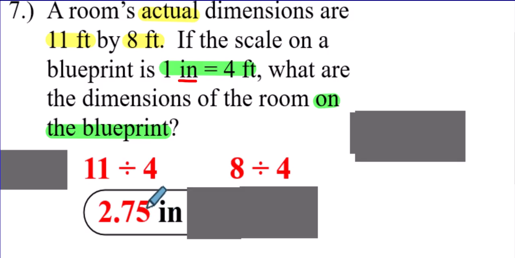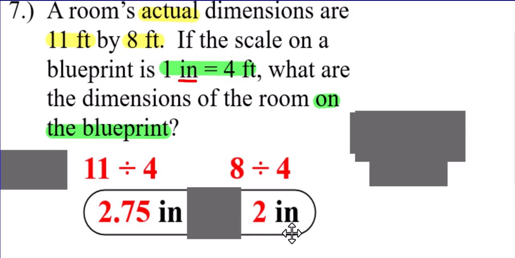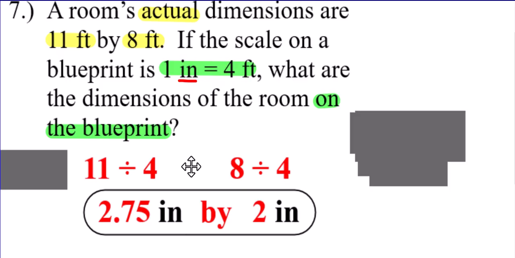So that's 2 3/4 or 2.75 inches, and 8 divided by 4 is 2 inches. And if you would like to write the answer the same way it was given up here, something by something, feel free to do that. Now, you don't have to. You could have said 2.75 inches long. You could have said 2 inches wide. You could have said the length is 2.75 inches. You could have said the width is 2 inches. I don't really care which way you write this. What I do care is that you have the correct units of measure. And since we're getting the blueprint or drawing's measurement, that's in inches, not feet.